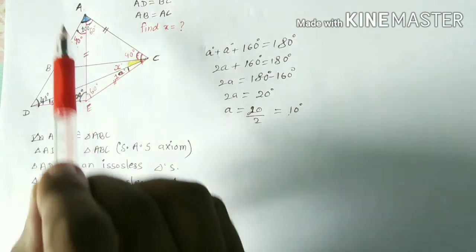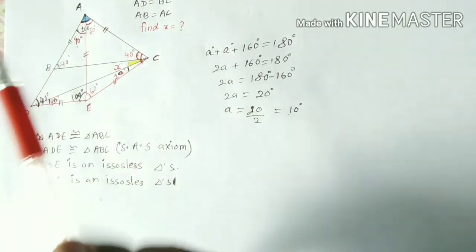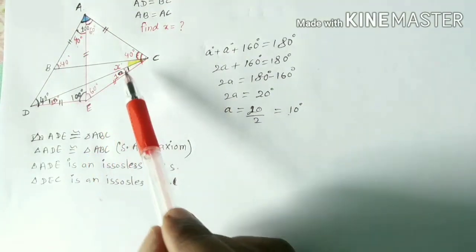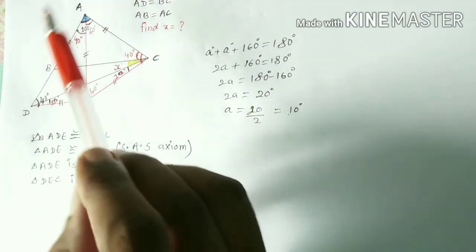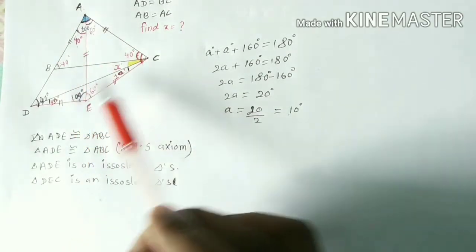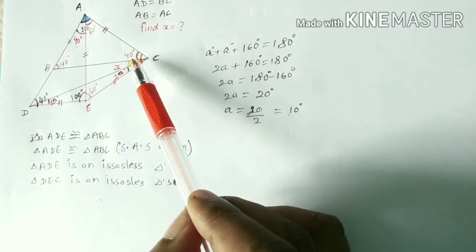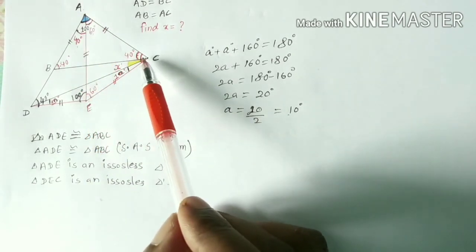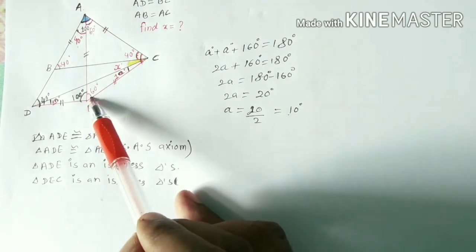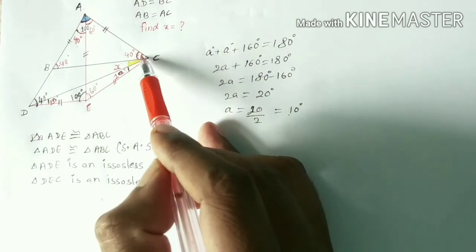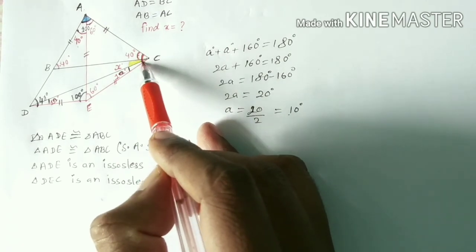Now we can see triangle AEC. I have already told you in the beginning that triangle AEC is an equilateral triangle. So all its angles will be 60 degrees. So these two angles are 60 degrees and this angle also will be 60 degrees.